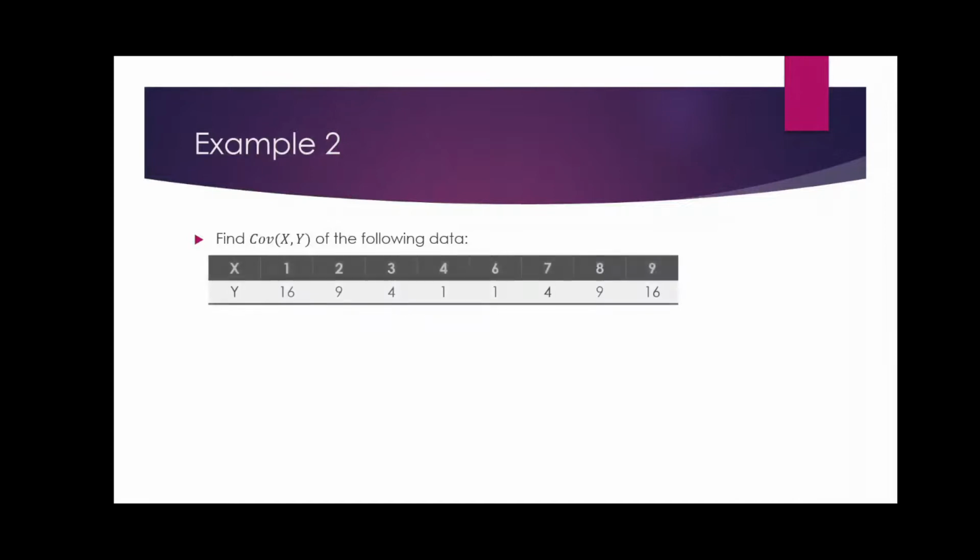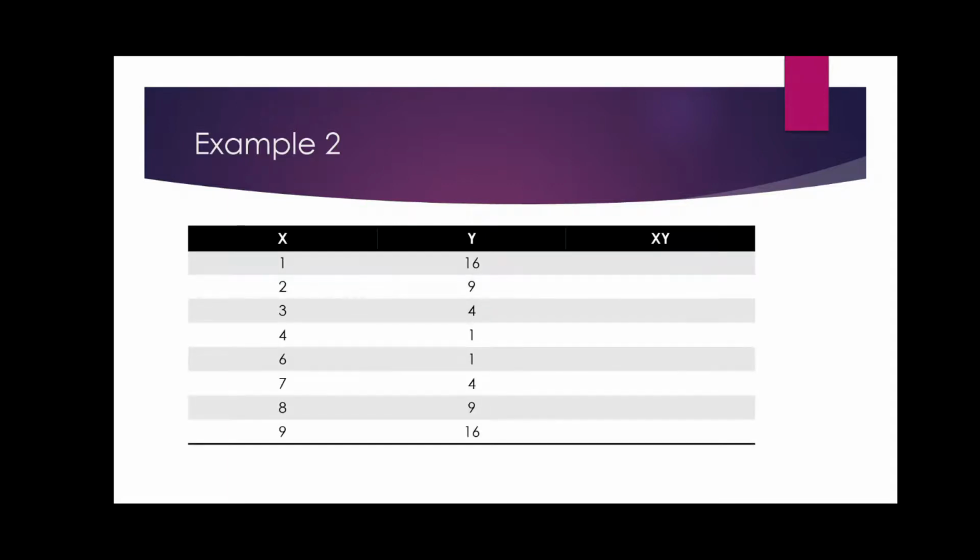Number 2, find the covariance of the following data. Now the same question can come in this format, where you won't be given the summation x, summation y, summation xy values directly. All we need to do is calculate from the table and then find out. For this, we make a table where we have a third column of xy. So what is xy? It is the product of the individual values of x and y. So let us do it.